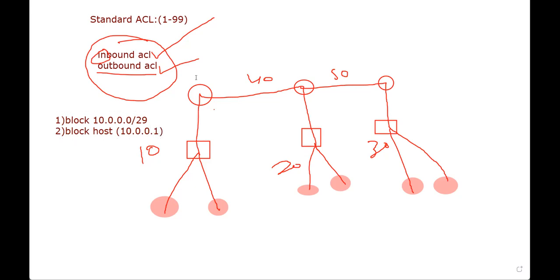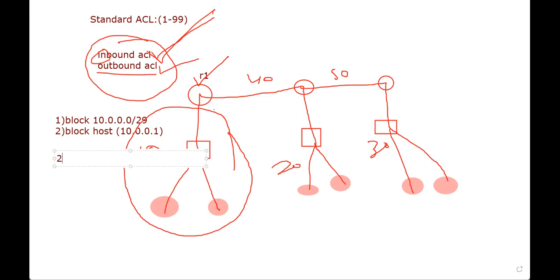If you are doing the practical on router number 1 and you are blocking your own network or PC, then this is called inbound. If on your router you are blocking, like, the 20, 50 or 30 network, you are putting the command on R1 and blocking 30, 50 or 20, then that is your outbound.